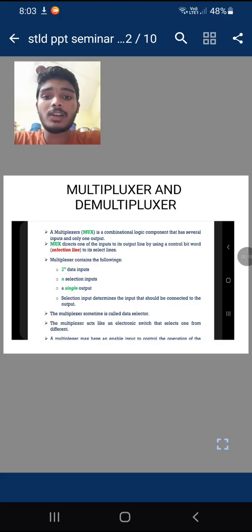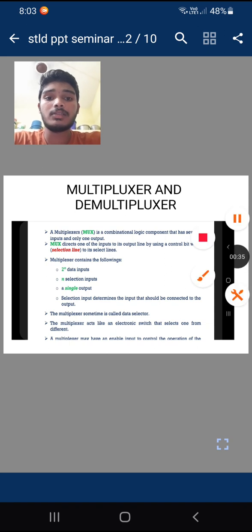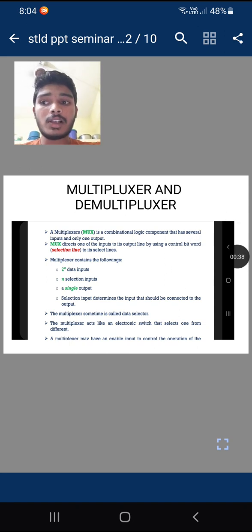A multiplexer is a combinational logic component that has several inputs and only one output. The multiplexer is also called a mux. A mux directs one of the inputs to its output line by using a control bit word on its select lines. So a multiplexer is also called a selector or data selector. It selects the input data values, and we get the output value based on the selected input.